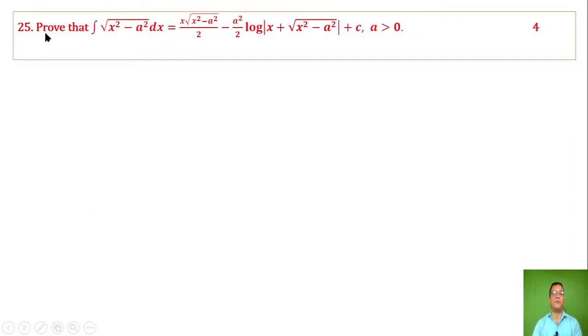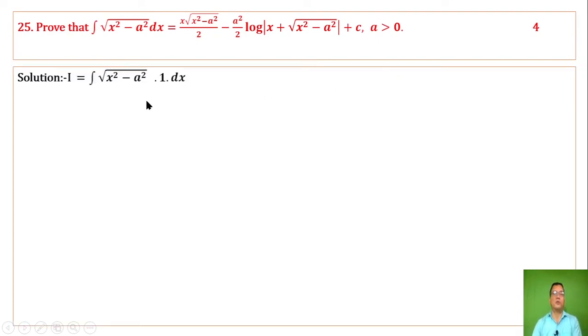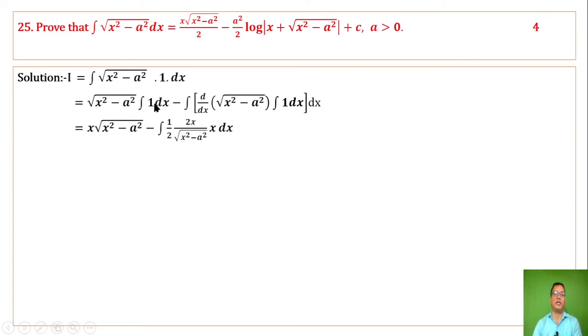Question number 25. Prove that the integral of root over x square minus a square dx is this, where a is greater than 0. 4 marks. We have to apply integration by parts. First function remains unchanged into integral of second function, minus integral of product of derivative of first function and integral of second function, for which we get x times of this, and for which we get this.